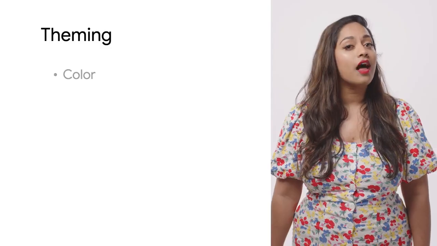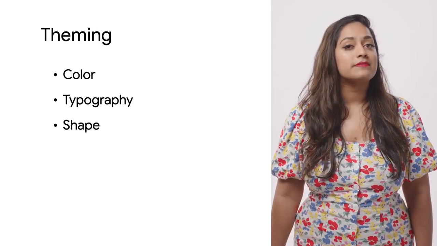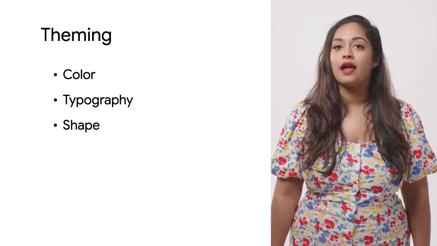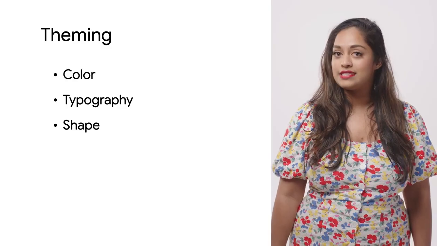Material theming is an important concept to understand when it comes to customizing your app's theme in terms of color, typography, and shape. It's the idea that you can customize material design to reflect your app's brand and to ensure that your design vision is carried across the whole app experience.